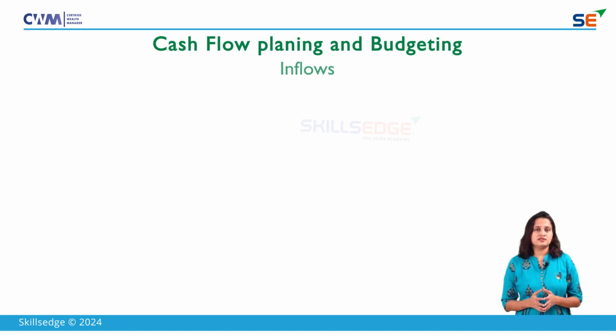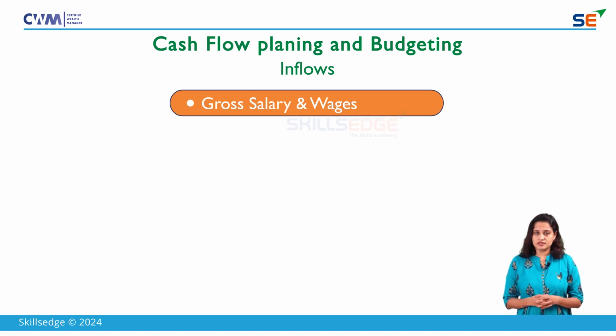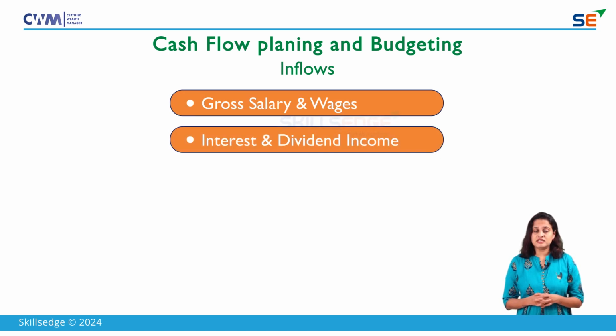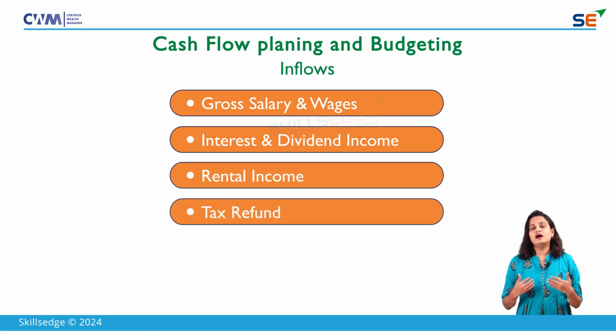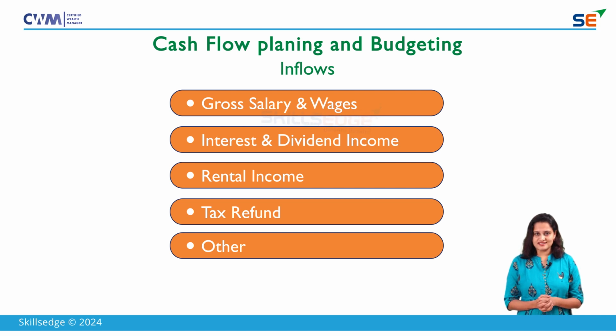What are inflows? Inflows include gross salaries and wages, interest and dividend income, rental income, tax refunds and other money received by the client. If funds are withdrawn from savings or if invested assets are liquidated, the planner should list such inflows under a special inflow category of savings and investments to identify clearly the source of cash.